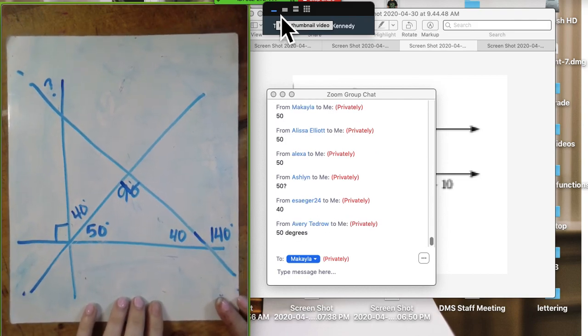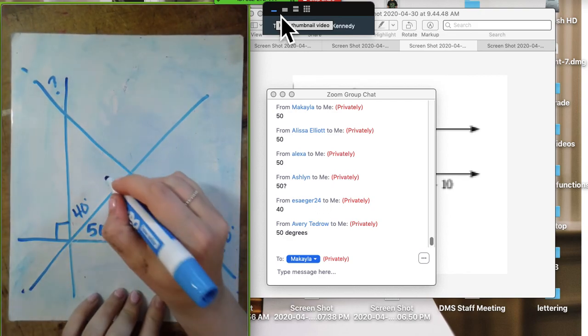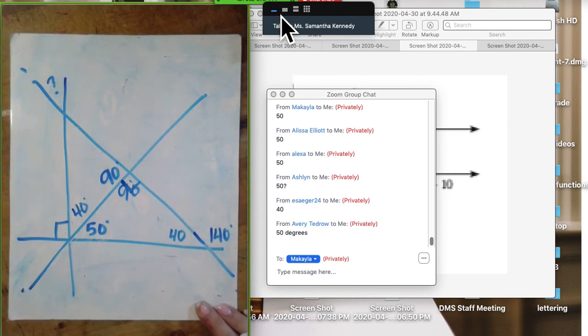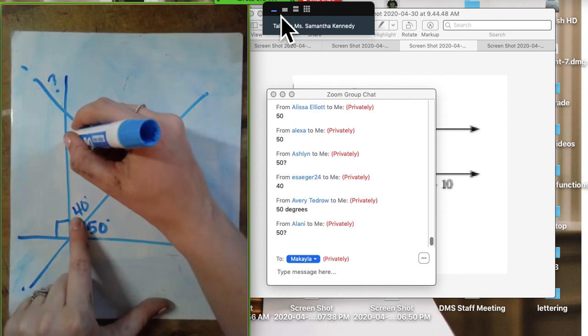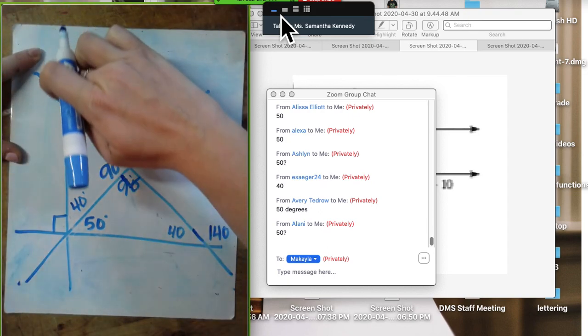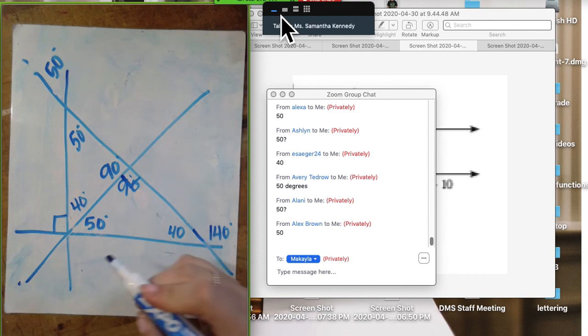Nice job. All right, so when we continue this, if we have a 90 here, right next to it is going to be 90. And if you notice, it's almost just a mirrored or a rotated. Alani, yes, nice job. So if this one's 90 and this one's 40, this one has to be 50. And because these are vertical angles, this one is going to be 50 as well. Okay? So then what is that angle?